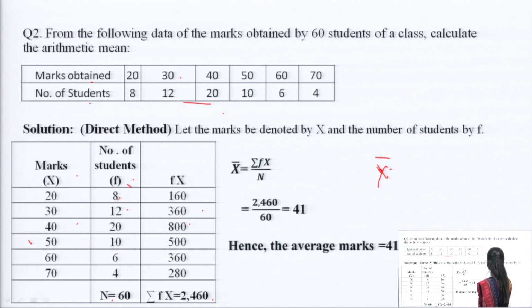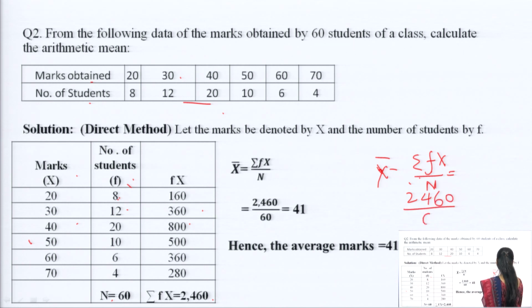My formula says x bar is equal to summation of f x whole divided by n. So, I have 2460 divided by 60, it gives me 41. So, the average marks obtained by the students in the class is 41.